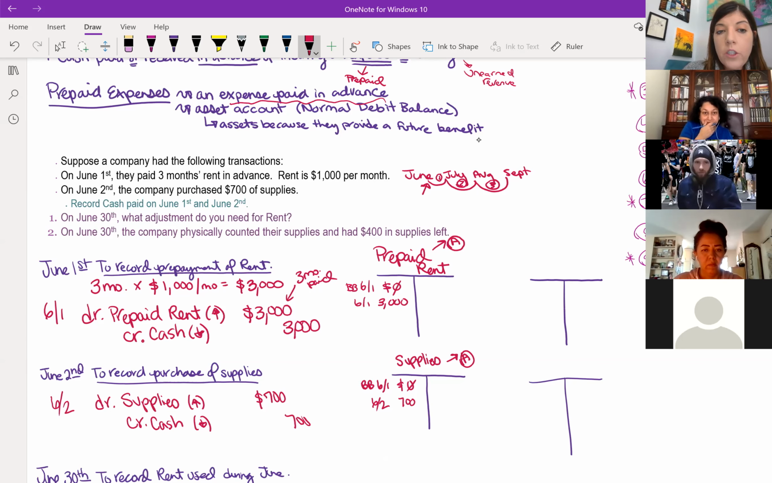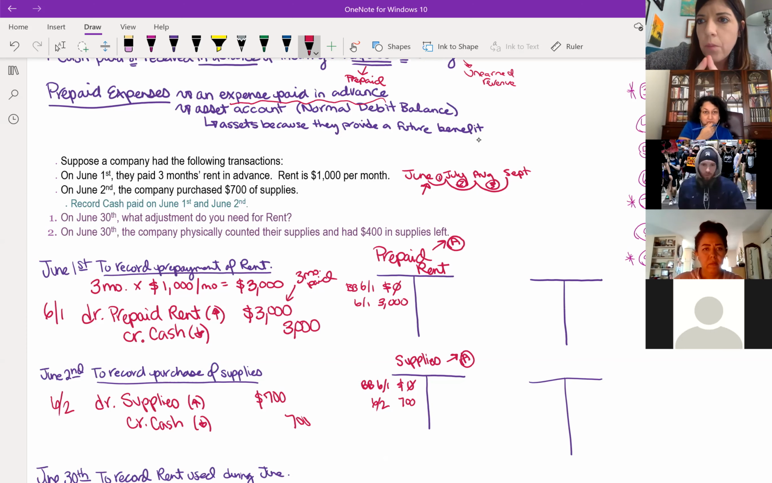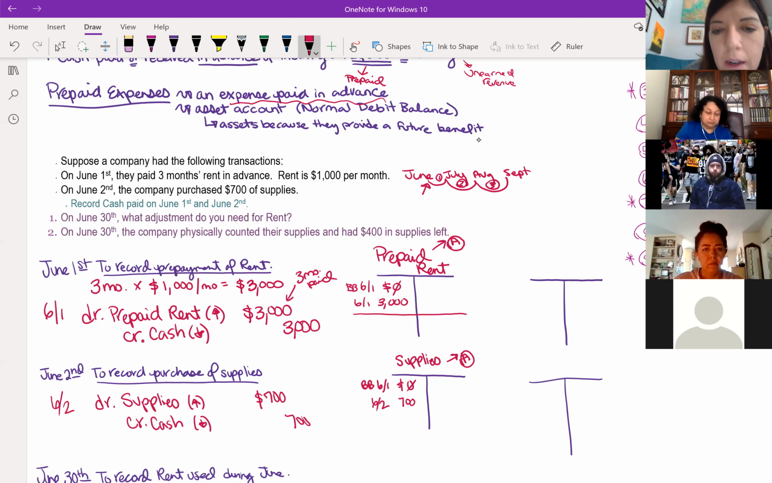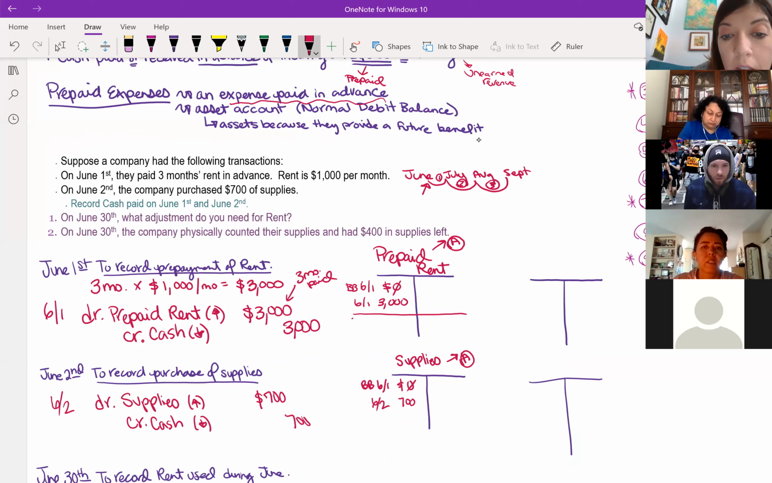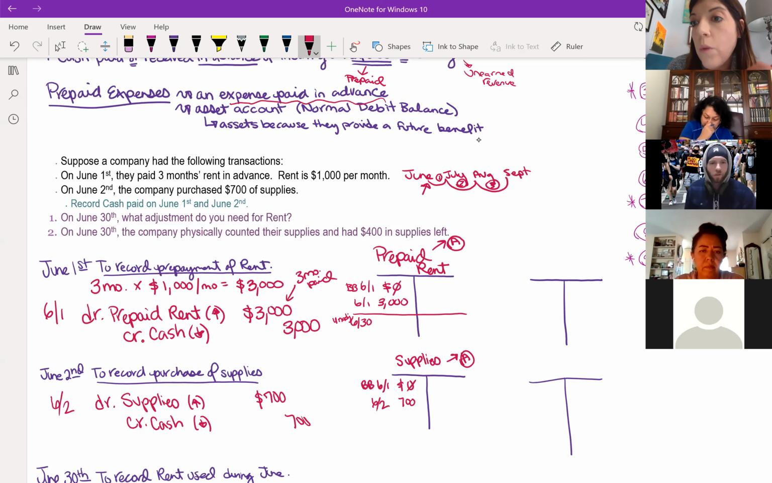On June 30th, what adjustment do you need for rent? I'm not going to ask that right this second. Right now, what's my unadjusted balance? What's my ending balance as of June 30th? If I was to run my trial balance right this moment, what would the balance of my prepaid rent account be? $3,000, right? Because all I've established is the fact that I paid for 3 months worth of rent.